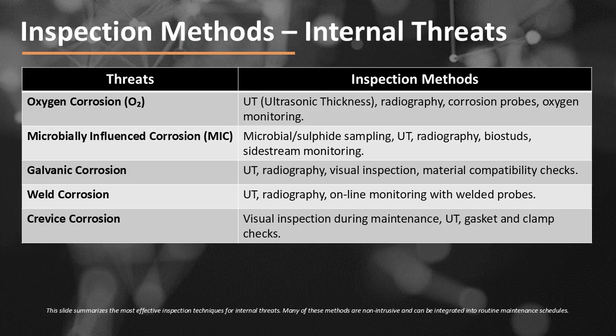When the threat is weld corrosion, then the inspection methods to use for detecting the threat are UT, radiography, online monitoring with welded probes. When the threat is crevice corrosion, then the inspection methods to use for detecting the threat are visual inspection during maintenance, UT, gasket and clamp checks.